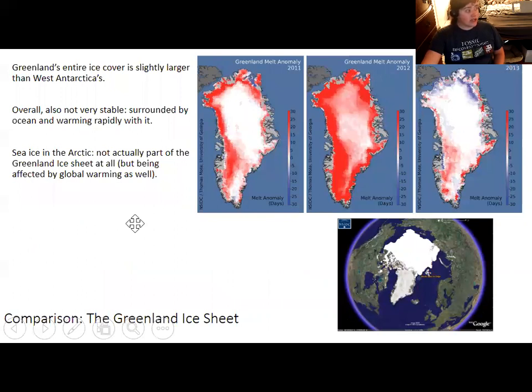Greenland, the ice sheet in Greenland is just slightly bigger than that in West Antarctica. It is pretty tiny compared to Antarctica overall. You'll notice that you have this ice sheet covering Greenland. This is not an ice sheet. This is sea ice. This is not ice that accumulates on land. This is ice that forms from the freezing of ocean water.